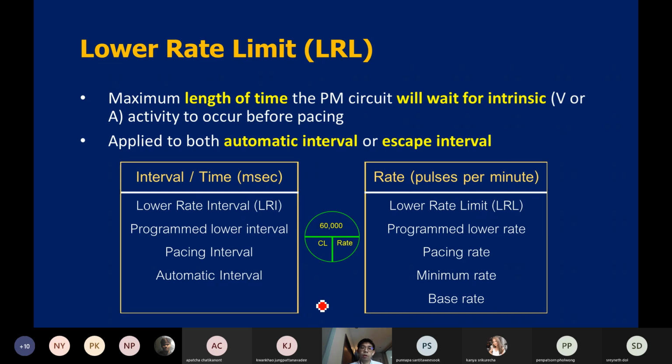Usually we could set the lower rate limit as a rate in beats per minute, or we could also set it as an interval in milliseconds. We use the same formula, 60,000 divided by the rate, or divided by the cycle length, to set this lower rate. There are some terms in the box here, the same as the lower rate limit.